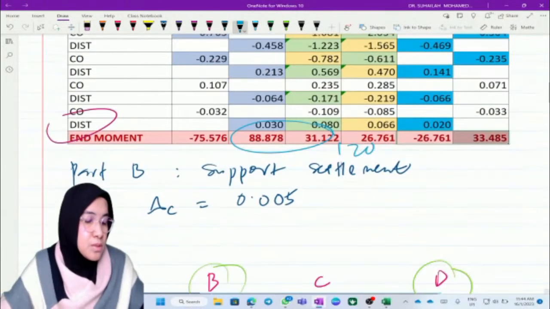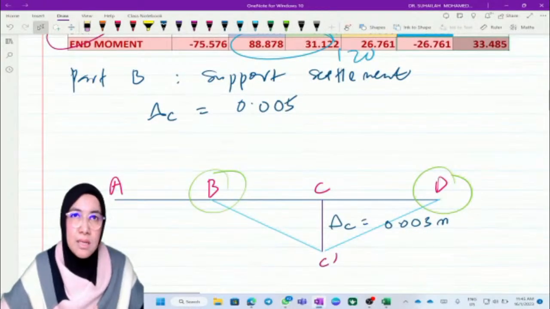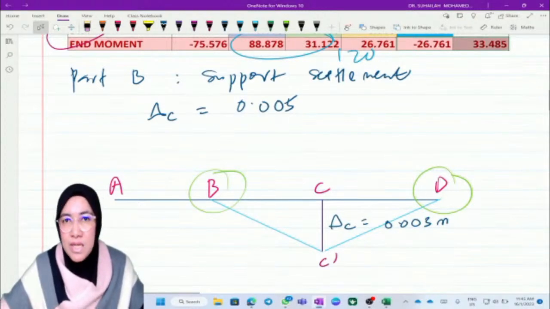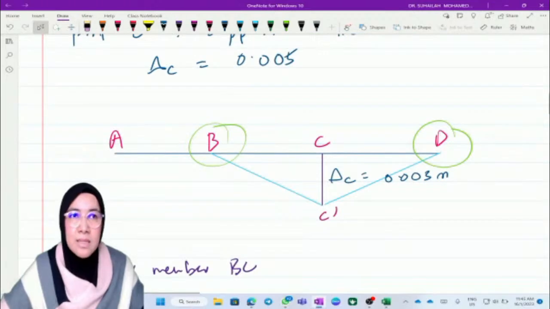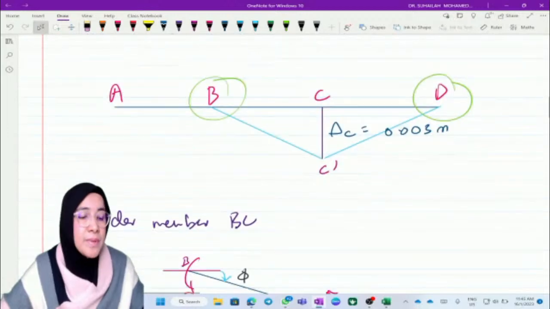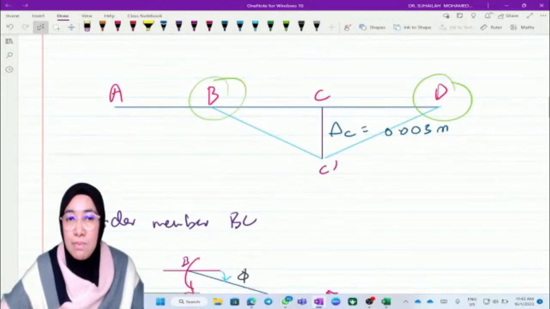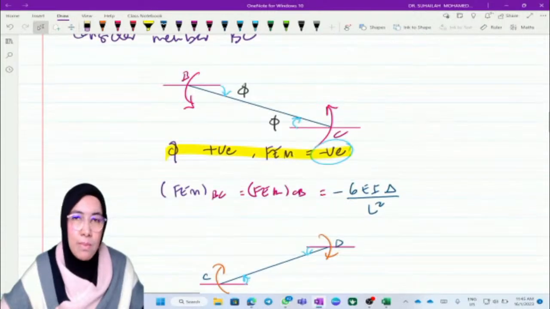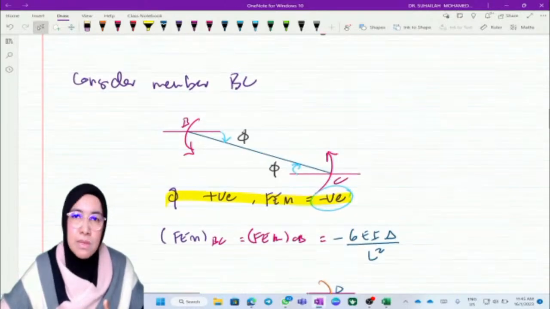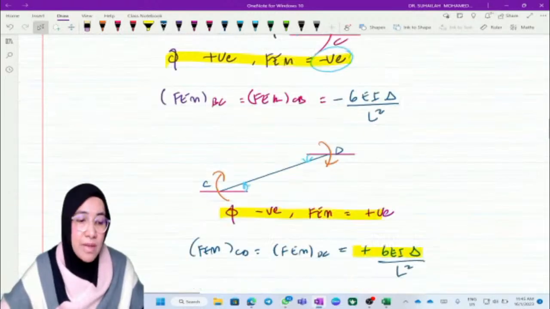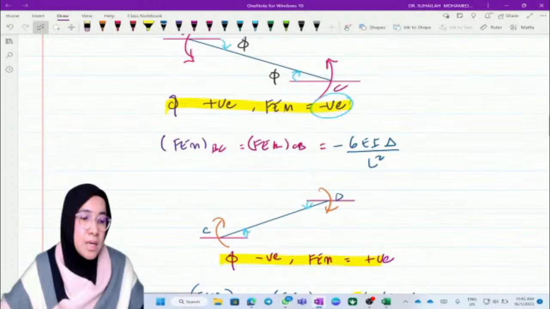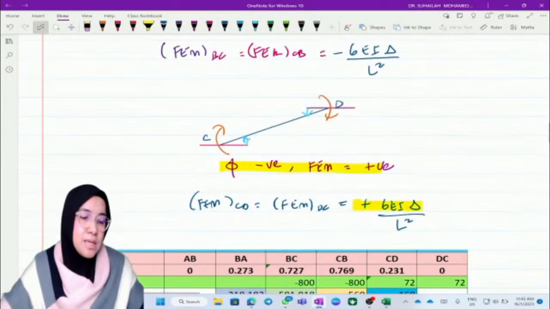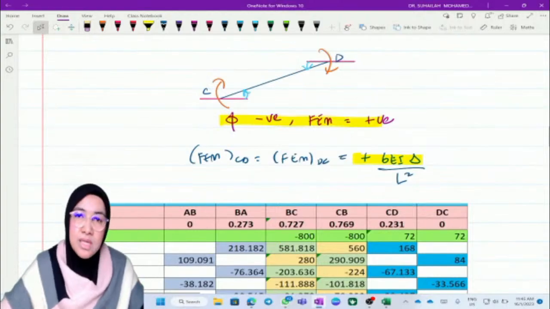Then we move to part B. In part B, we have to understand the support settlement. We have to sketch the diagram, because the diagram will guide us in analyzing the fixed end moment due to support settlement, because the sign we put represents the behavior. So we consider each member one by one. AB does not get any effect, so it remains the same. For member BC, we have negative FEM because the angle is positive. The angle is negative for CD, so we get positive FEM for CD.